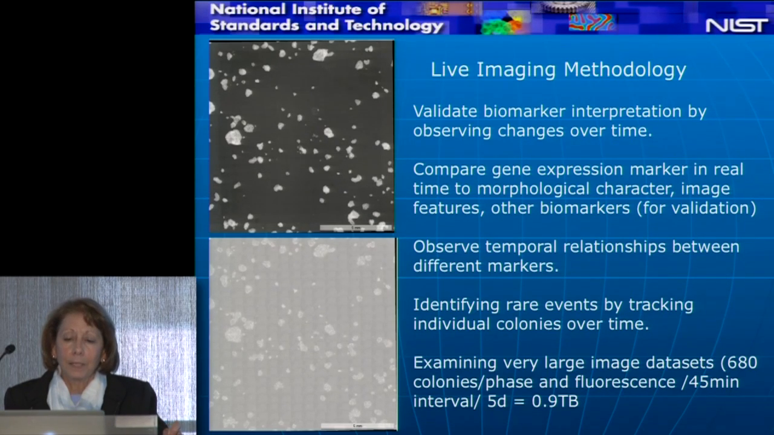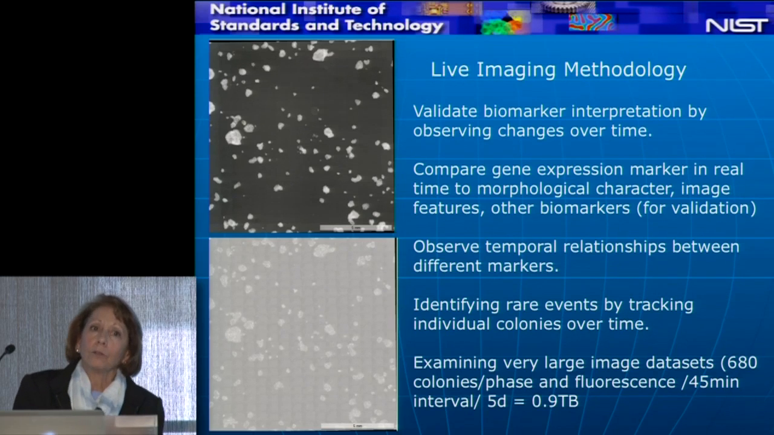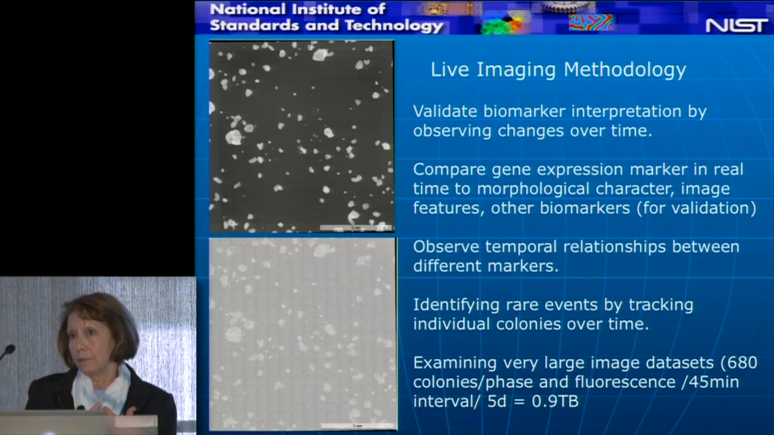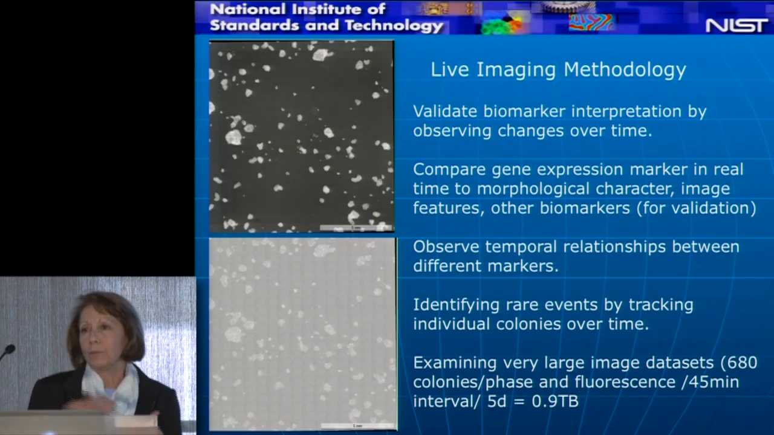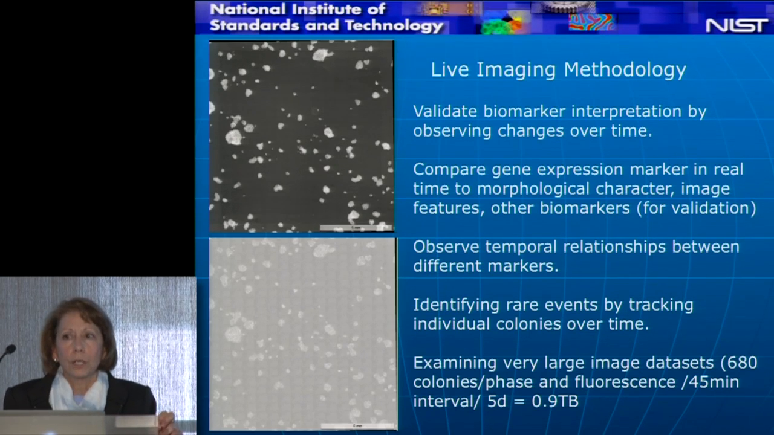So it allows us now to go back and test some of the assumptions that we make about biomarkers. One of the other things that I think is going to be really important is to be able to do experiments like this with more than one biomarker, so that we can look on an individual cell basis over time at what the concordance of different biomarkers are to one another, what's the temporal relationship of one biomarker to another as that colony and as those cells are changing.